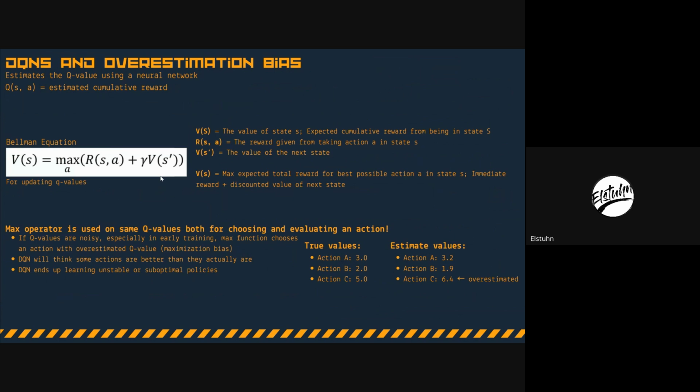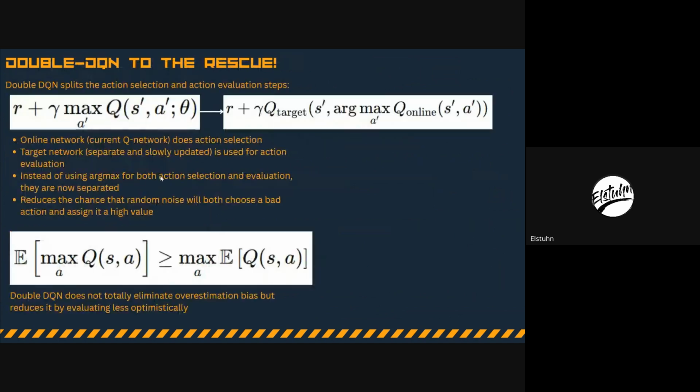So yeah, we have an example here where action A should have a value of 3.0, but the estimated value is like 3.2. So these are overestimations. And this is what double DQN does. Again, the initial error is that we are using argmax for both choosing the best action as well as evaluating how good the action is. So we just have to split this up. We just don't use argmax for both choosing and evaluating an action, all right?